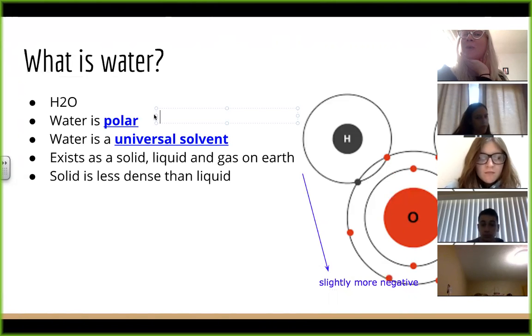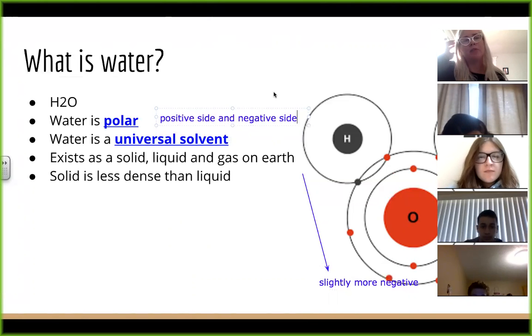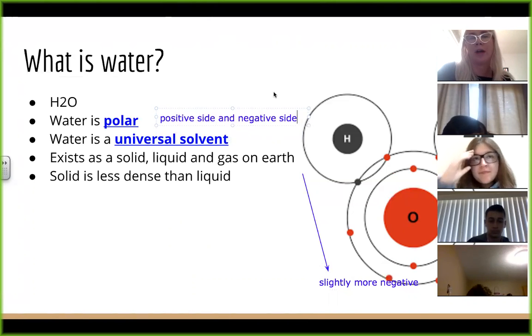Anyone have any ideas about polar? Well, it has the word pole in it, right? Really, polar means that there's two sides to something. So in this case, there's a positive side and a negative side. There's two charges going on here. When you take chemistry, you'll learn more about polarity of molecules and all that kind of stuff, but water is a polar molecule.